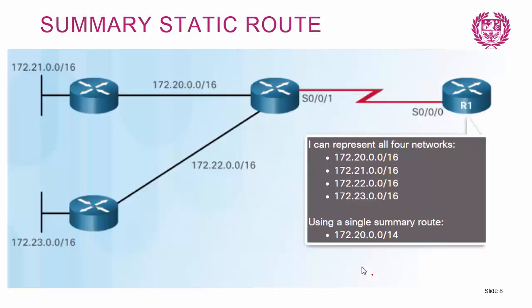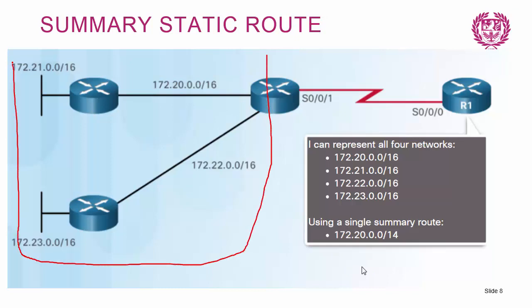Then moving on to the summary static route. A summary static route is when you express one single route that contains multiple networks. So looking at the example here, you can see that within this area there are a couple of networks that begin with 172. They are 172.20, 21, 22, and 23. So actually, you can combine those, because if you're looking from the point of view of router 1, it's going to take the same path to any of those networks, right? A packet to any of those four networks is going to be sent out this direction.